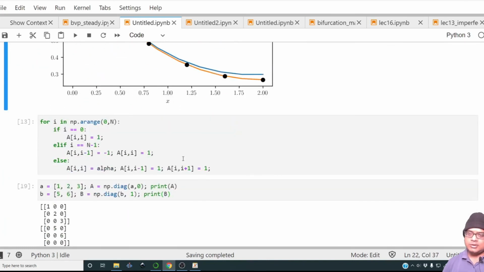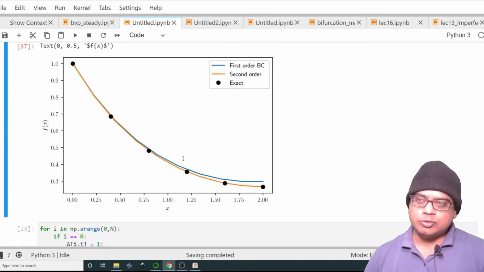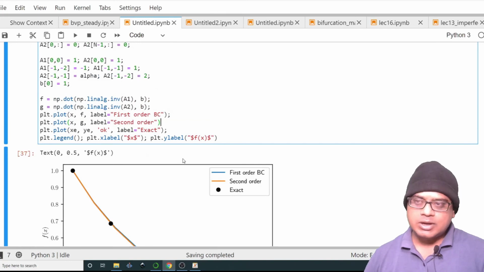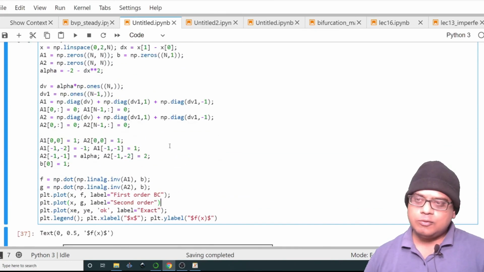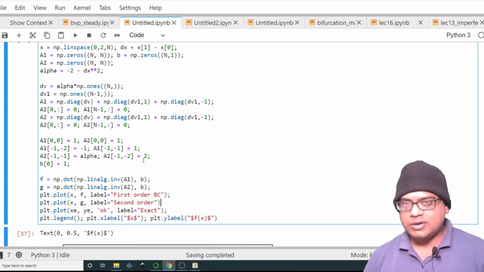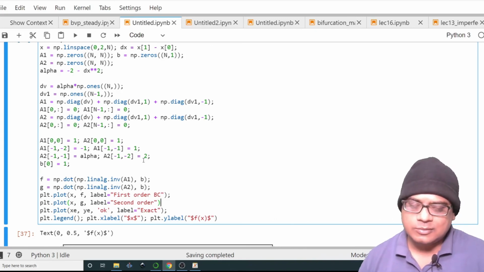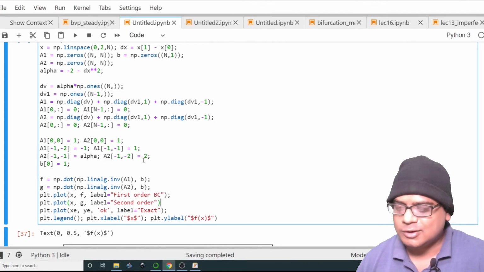Okay, so with this we end this. In the next class we'll see how to use some of the inbuilt libraries in Python to do all this in a very small, wrapped way. Okay, so we'll be using the solve bvp command, and I'll discuss about some solvers. So with this we conclude this lecture.